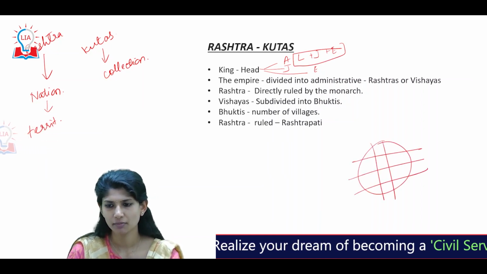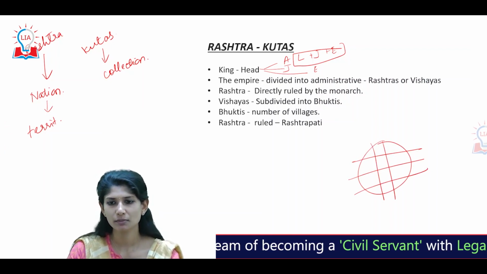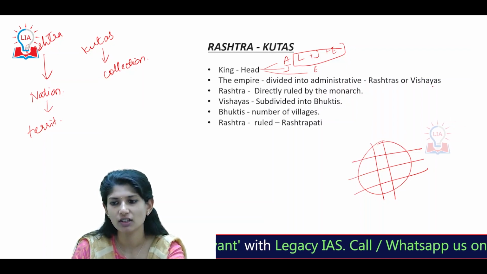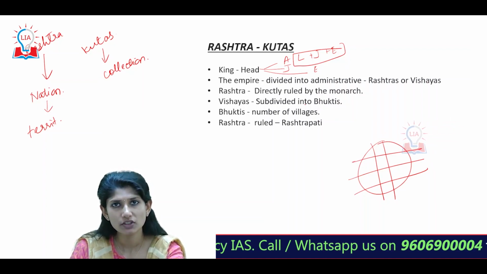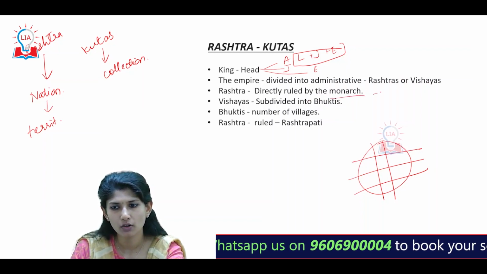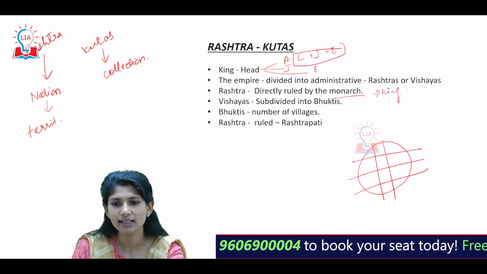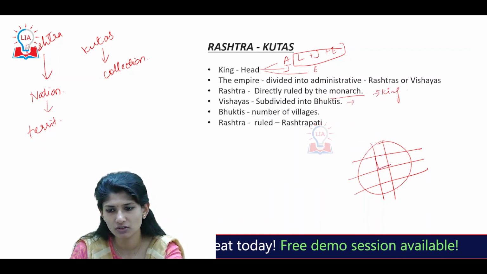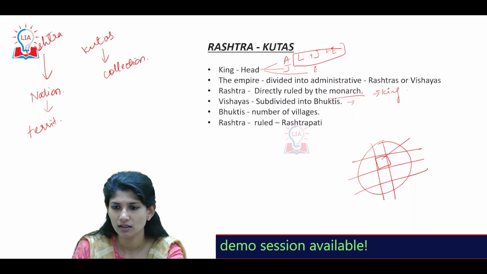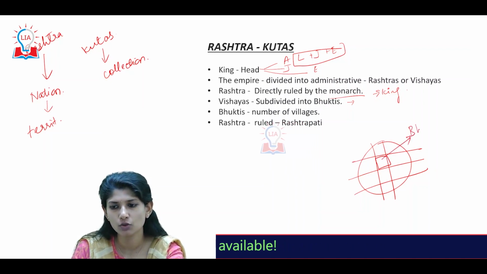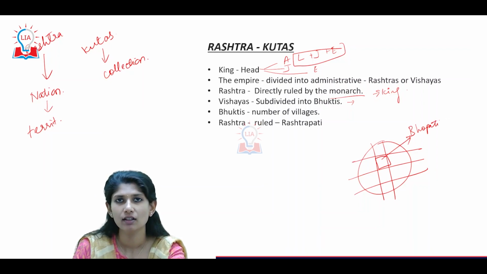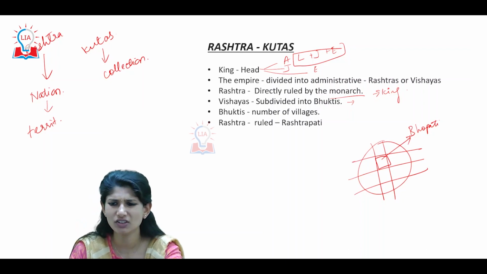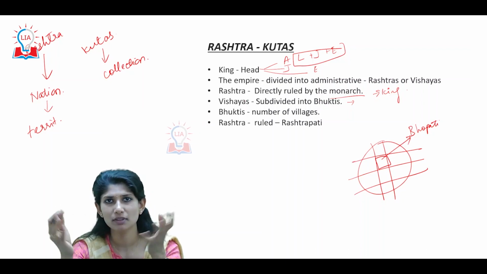Now, if you look at the Rashtrakuta Empire, it is subdivided, right? How is it subdivided? The empire is subdivided into Rashtras or Vishayas, which is directly ruled by a monarch or a king. These Vishayas are further subdivided into Bhuktis, smaller regions. This is looked after by someone called Bhupati. Further division will be your villages. Generally, Bhuktis are nothing but a number of villages.